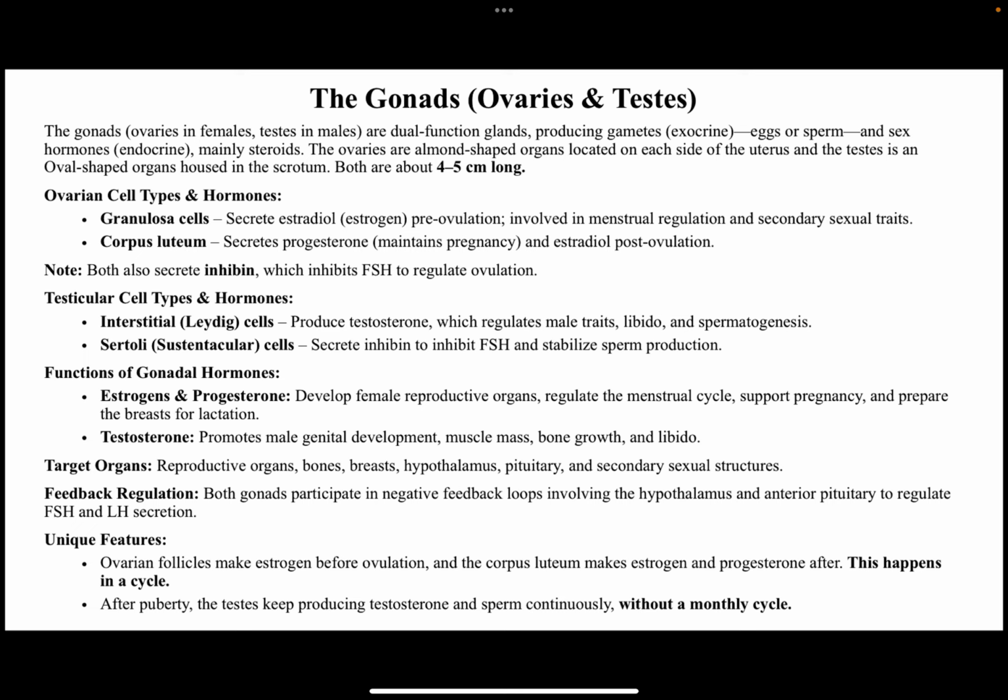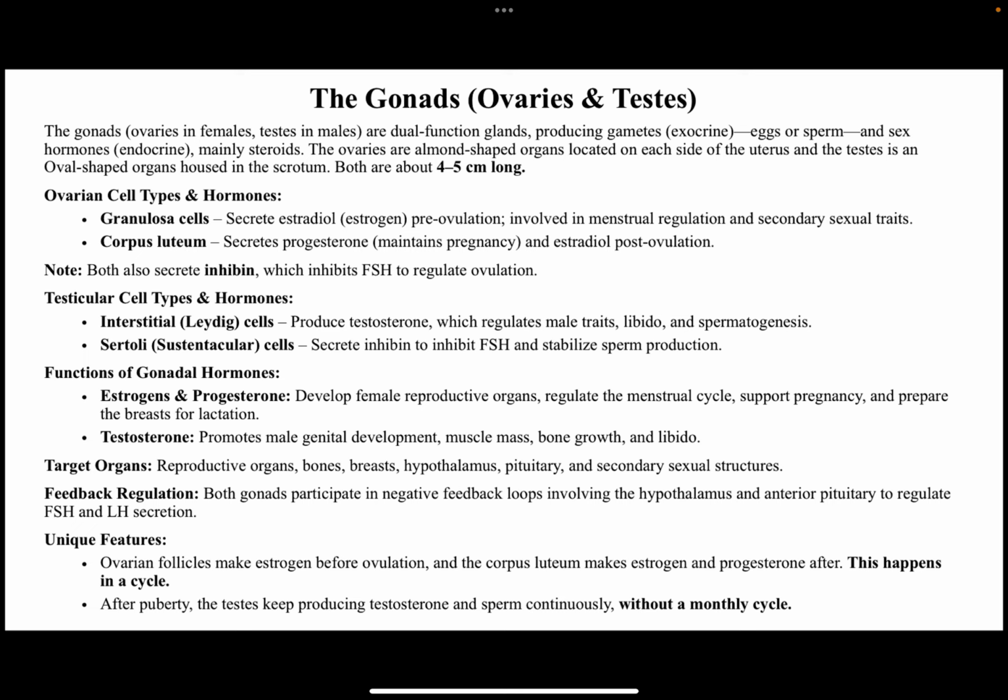Now, there are some unique features of these gonads. For example, the ovarian follicles make estrogen before ovulation, and the corpus luteum makes estrogen and progesterone after ovulation. This happens in a certain cycle, and that is what contributes to the menstrual cycle, which we will learn under the reproductive system.